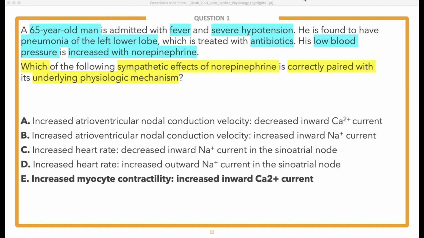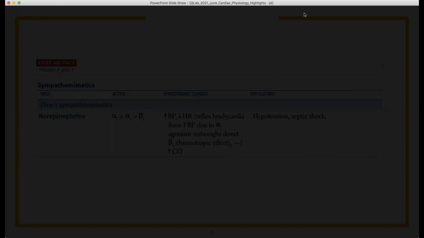Excellent. Thank you, Parvs. Great job, everyone. That was a tough question. Let's go ahead and move on now to our second question on cardiac physiology.